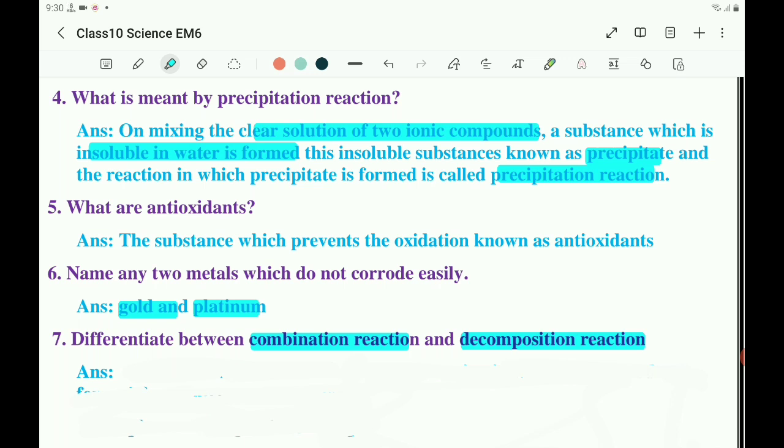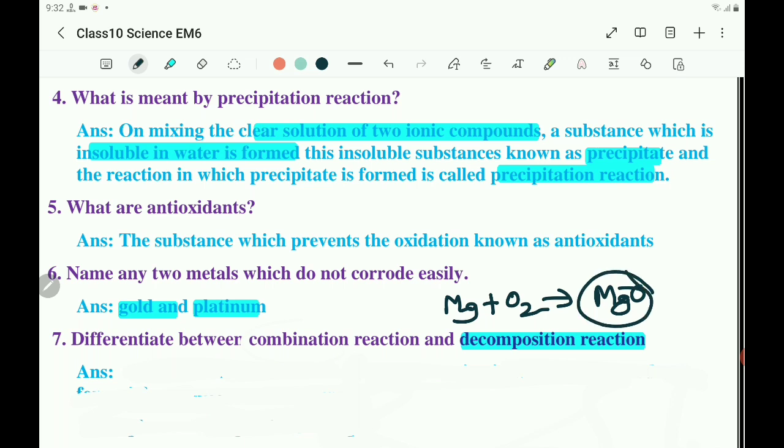and decomposition is the chemical reaction in which a single reactant is decomposed to give two or more products. For combination reaction, you can give the example of burning of magnesium wire. When magnesium is burnt with oxygen, it gives magnesium oxide. Here two reactants, magnesium and oxygen, combine to form the single product magnesium oxide. You can balance it: 2 Mg plus O2 gives 2 MgO.